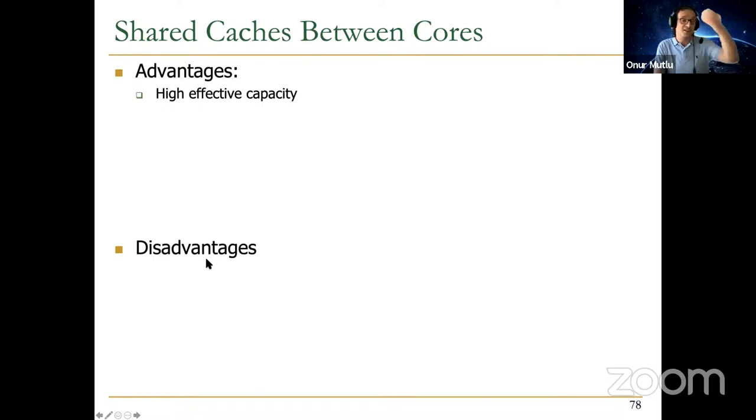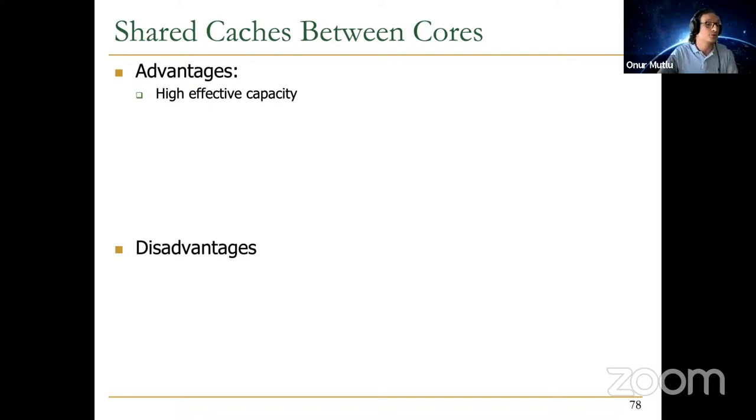So clearly, if you have a shared cache, you have high effective capacity. If one core is not using the 4 megabyte L2 cache that's dedicated to it, another core can use that resource. Similar to the example that I gave you between instruction and data caches, right? You can dynamically allocate the resources. And this could actually be very good, right? Imagine four L2 caches, each of them 4 megabytes. So effective capacity is 16 megabytes. If you partition them across four cores, each core gets 4 megabytes. That's great. But if one core needs 8 megabytes, it basically thrashes its own cache.